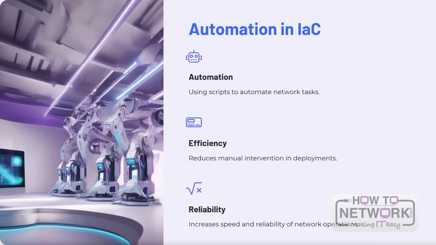So automation in IaC. Here we're talking about scripts to automate network tasks, and this approach streamlines network operations and reduces intervention in deployments. Efficiency is a key benefit of automation in IaC. By automating repetitive tasks, organizations can significantly reduce the time and effort required to manage their network infrastructure.